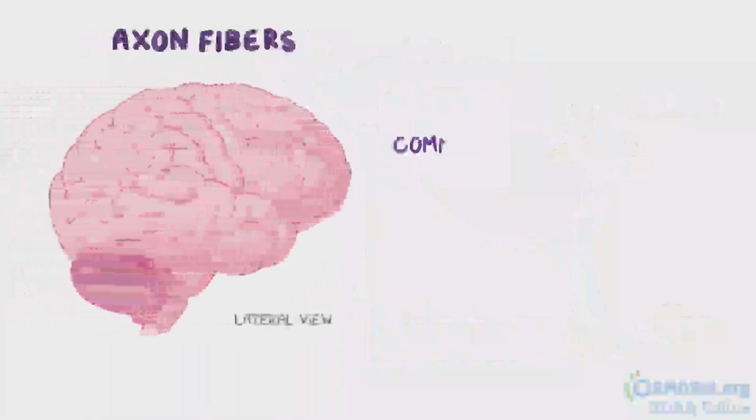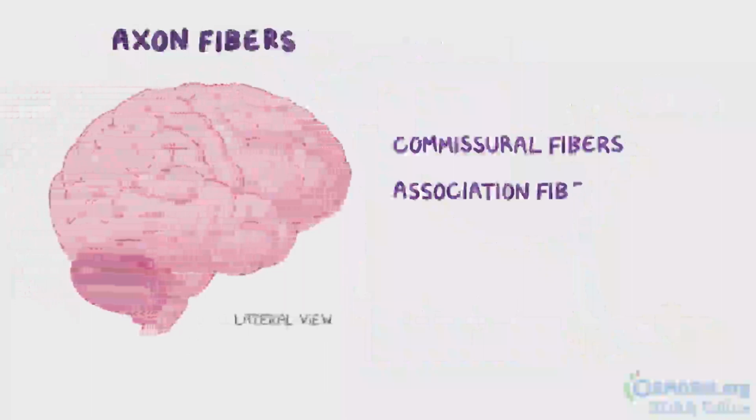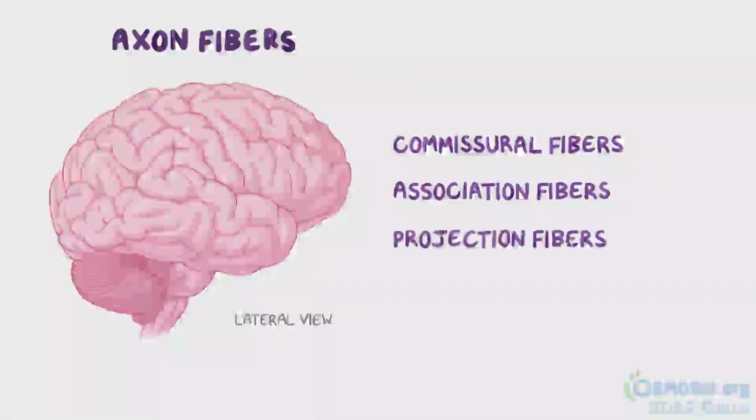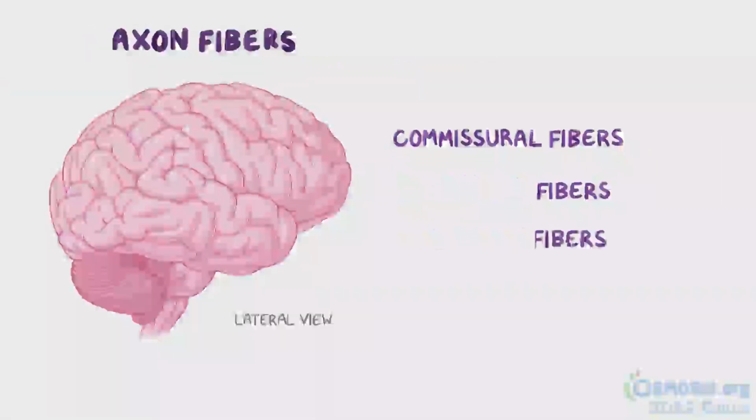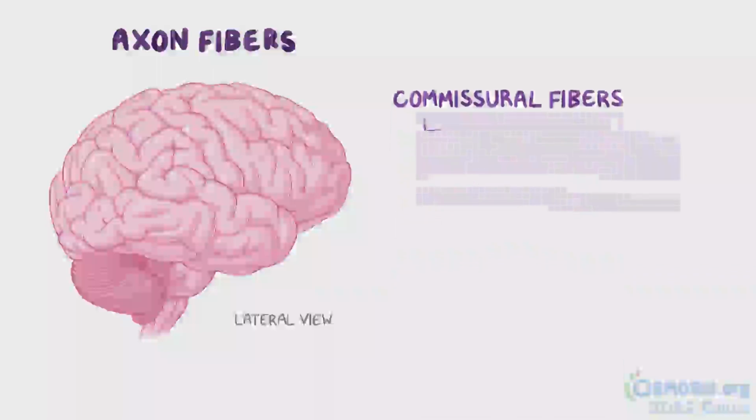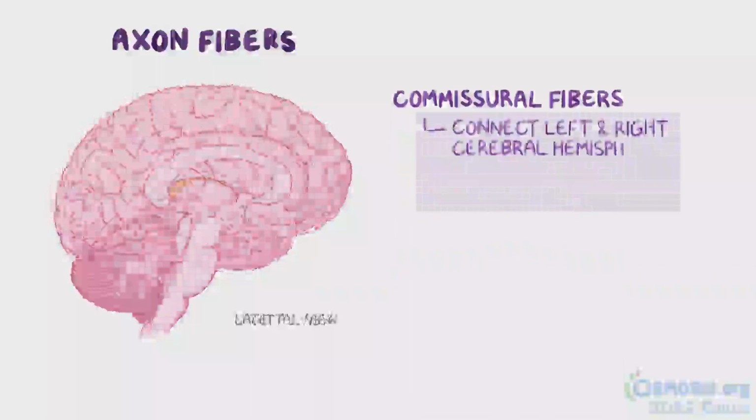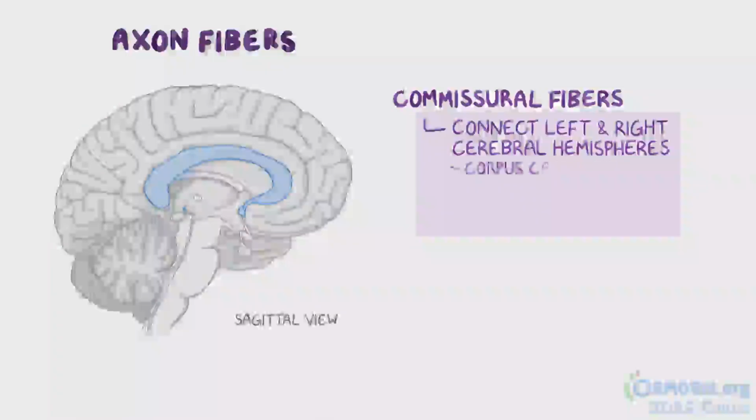Axon fibers can be divided into three main groups: commissural fibers, association fibers, and projection fibers, depending on the target of the axons. The cerebral commissural fibers connect the left and right cerebral hemispheres and consist of the corpus callosum, the anterior commissure, the posterior commissure, and the hippocampal commissure.